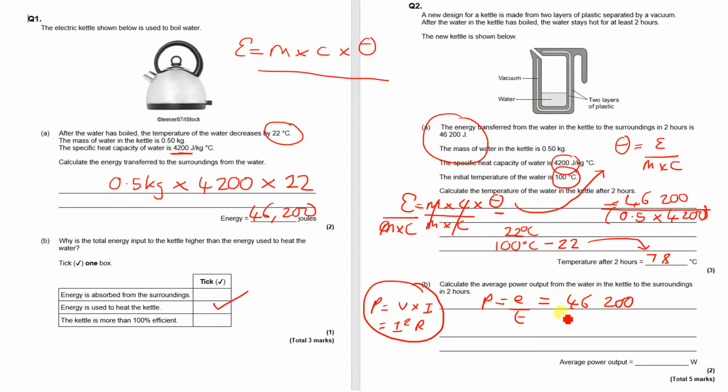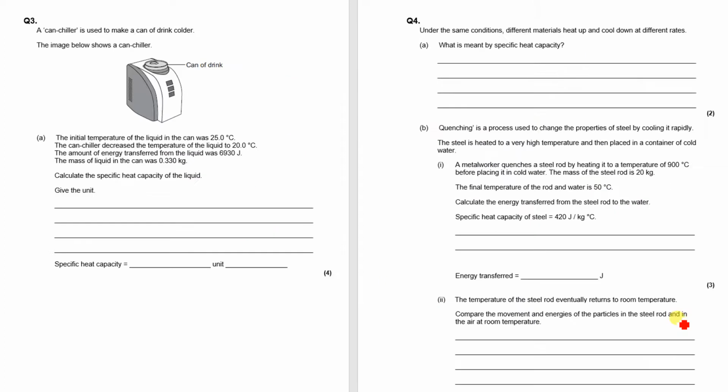And we're going to divide that by the time taken, and the time taken is 2 hours, so that is going to be 2 times 60 times 60, and that's going to equal 7,200. So if we divide those together, our answer is 6.4 watts. Remember, power is measured in watts.